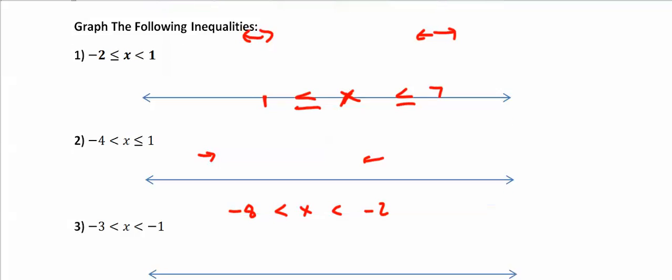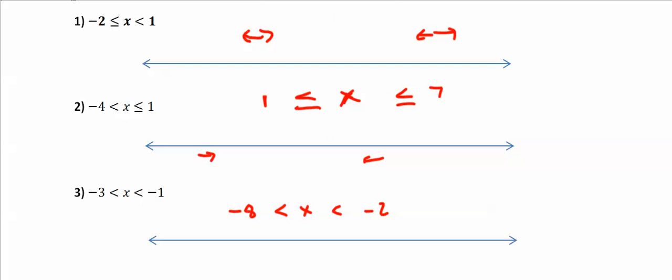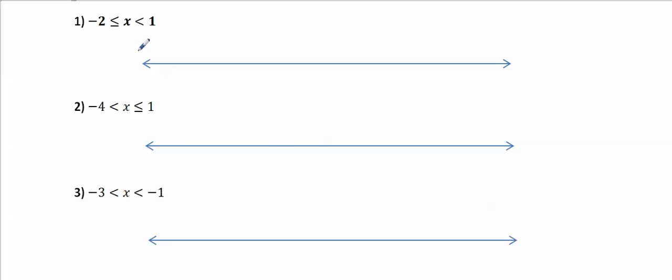Okay, so now actually graphing those on a graph. Got 3 examples here. In my first one, I've got -2 is less than or equal to x, is less than 1. So my two critical points are at -2 and 1. And I always want to include 0, and 0 is between -2 and 1. Now look at the symbol on the -2. It's less than or equal to, so I know that I've got a closed circle on -2 because -2 is included. I've got a less than on 1, so for 1 I've got an open circle because 1 is not included. Now we check our solution.